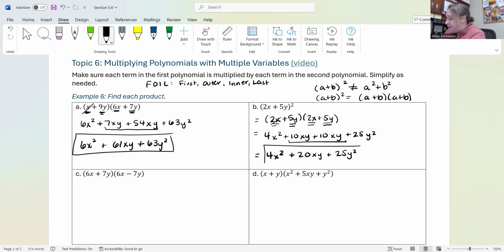So as you can see, it's the same process as before where we just had a single variable. We're just kind of adding that layer of this second variable, but it's nothing really new. It's still just the product rule and then the FOIL method, okay?